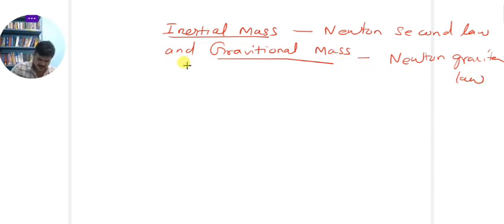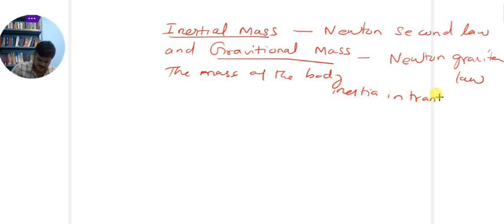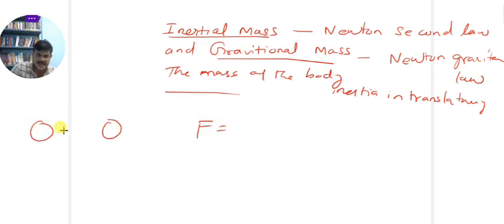Then actually the mass of the body which determines its inertia in translatory motion, translatory motion meaning linear motion, is called inertial mass. Simply say F equals, any body is accelerating due to force. The force given is acting upon this body, and this body gets accelerated.